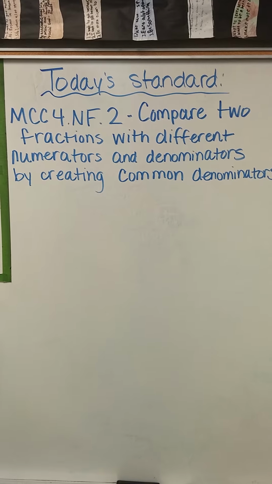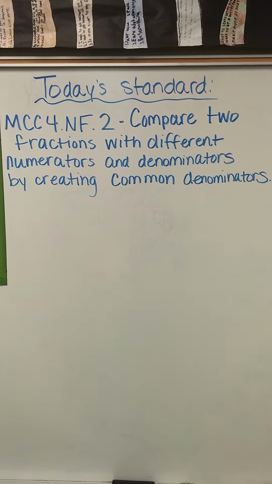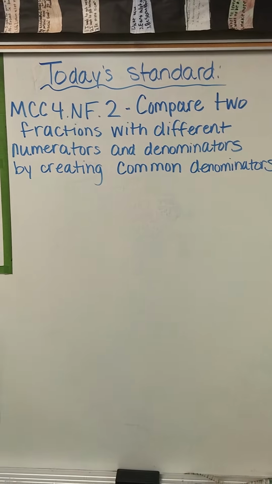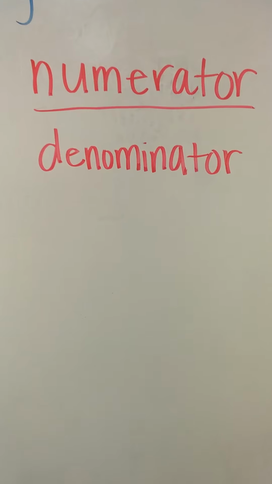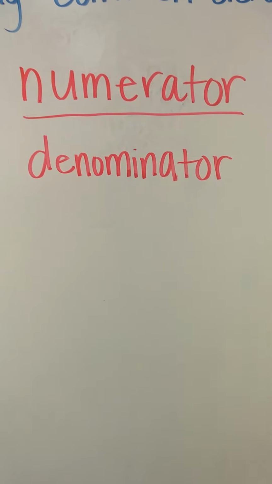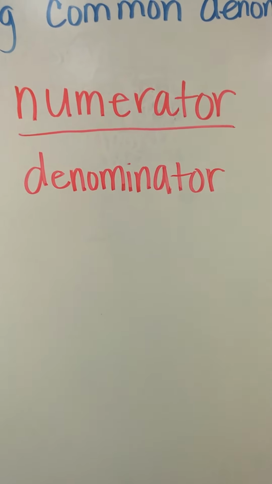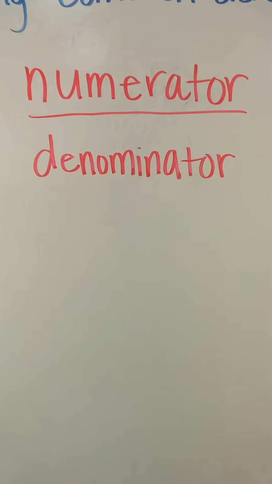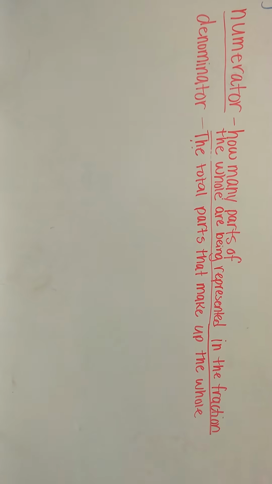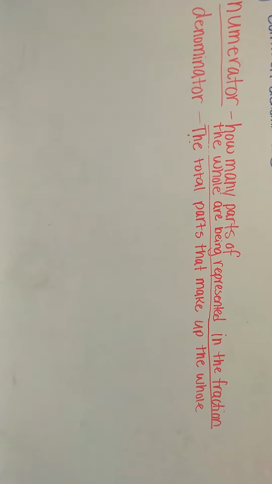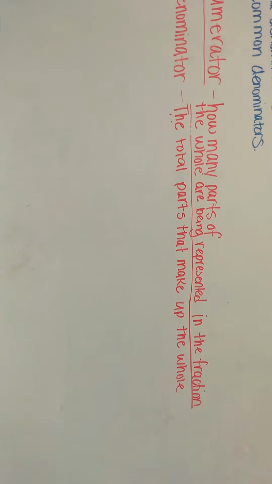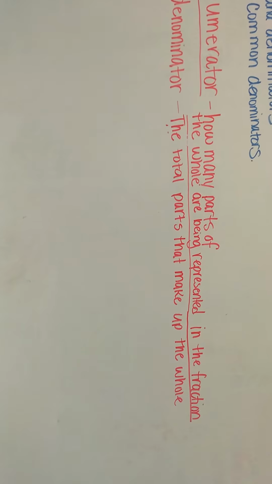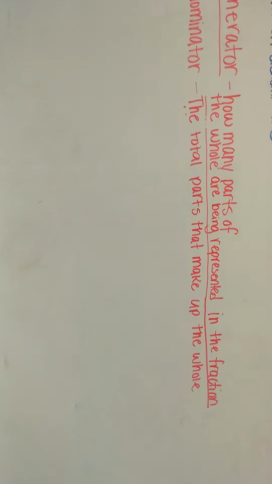This is our standard for today. We're going to compare fractions with different numerators and denominators by creating common denominators. Let's start by talking about how a fraction is set up. Your fraction is set up with your numerator on top and your denominator on the bottom. The numerator represents the number of parts being represented in the fraction. Your denominator tells you the total number of parts that make up the whole.